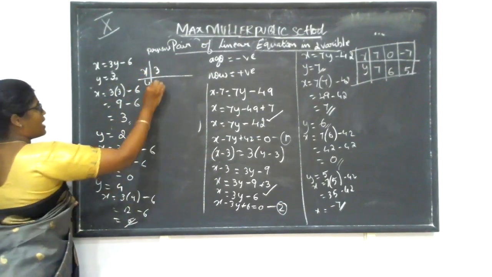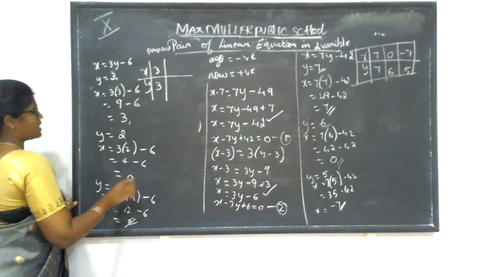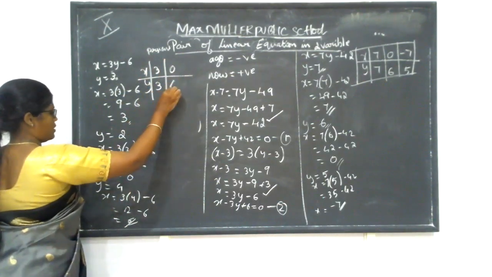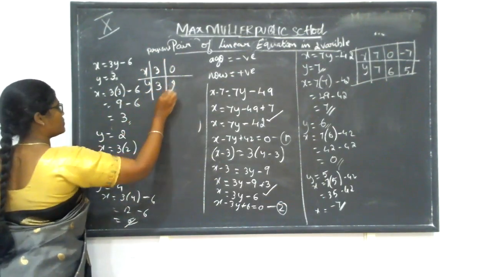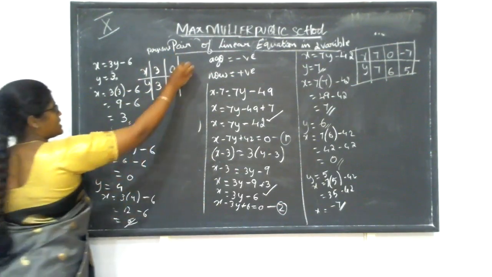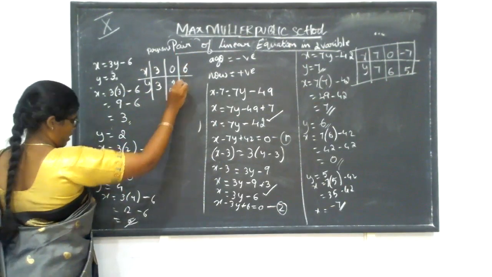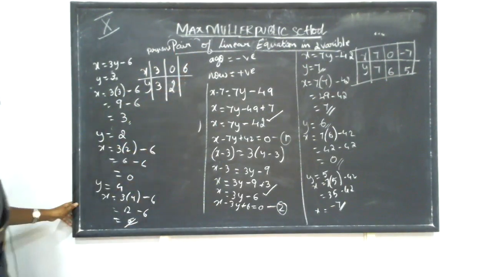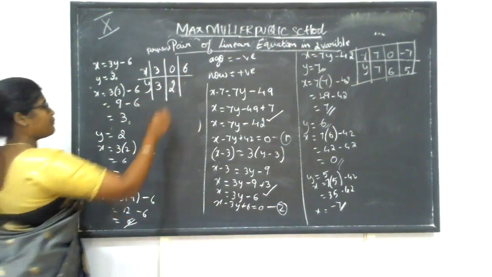X is 3 and y is 3. Then when x is equal to 0, y is also equal to 2. When x is equal to 6, y is equal to how much? 4. Y is equal to 4.